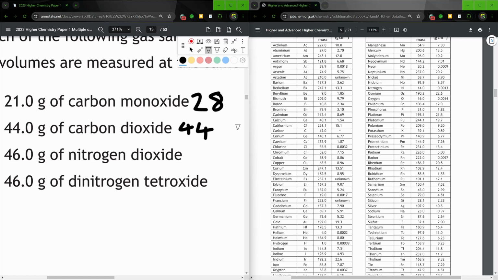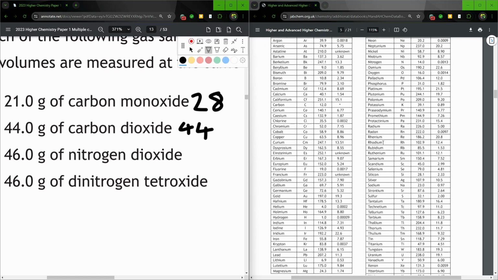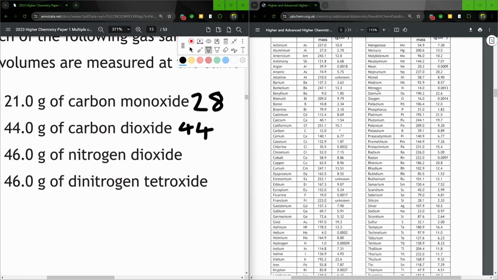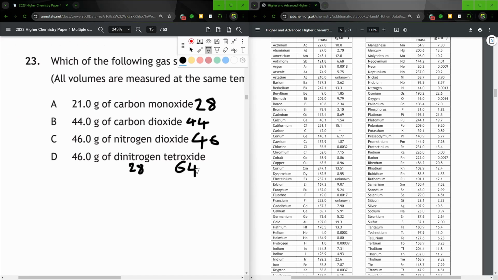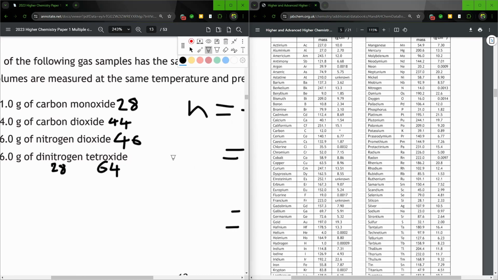Nitrogen dioxide, so nitrogen is up here, and it is 14. 14 plus 2 oxygens, so that's 14 plus 32, so that's 46. And then finally we have dinitrogen tetroxide, that's 28 for the dinitrogen, and tetroxide, that's 4 oxygens, so that would be 32, 64, which would be 72, 92.